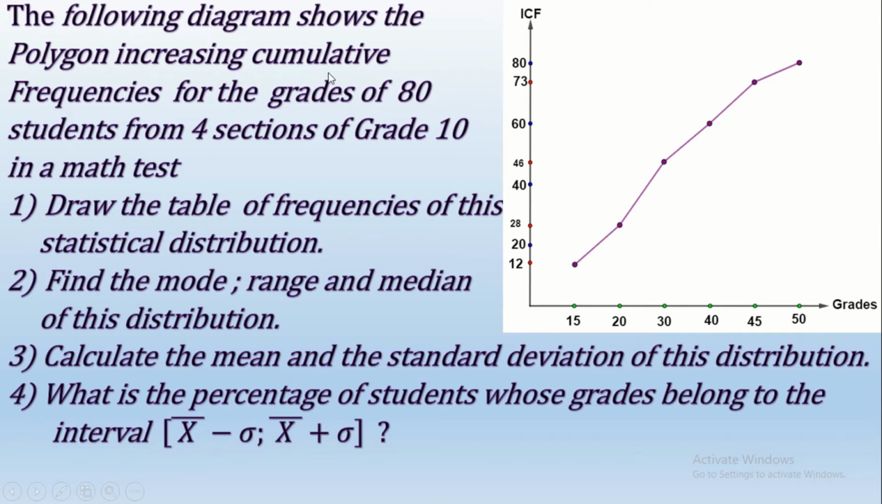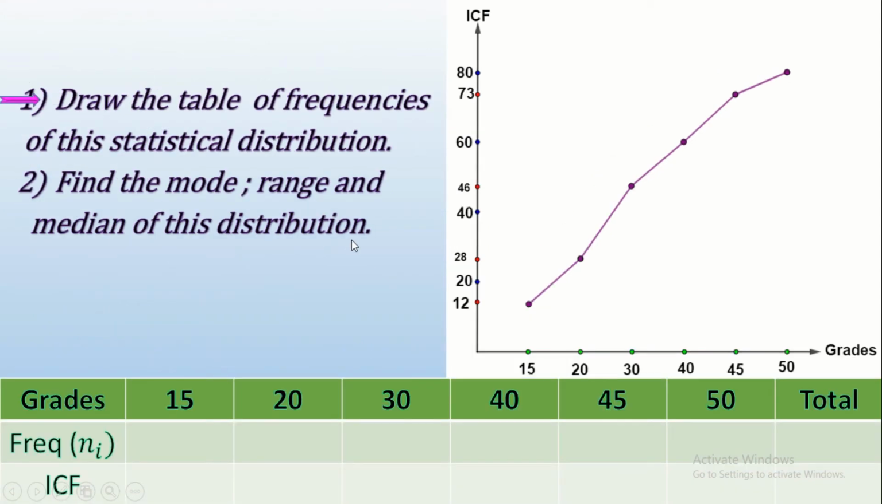Now let's have an extra exercise together. As you see in the following diagram, we have a polygon showing the increasing cumulative frequencies for the grades of 80 students from 4 sections in a math test. The 4 sections of grade 10. Draw the table of frequencies of this statistical distribution. Let's start by it. If you know something, here the increasing cumulative frequency for 15 is 12.